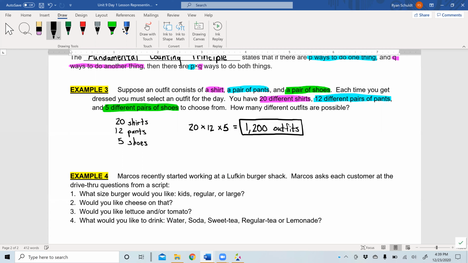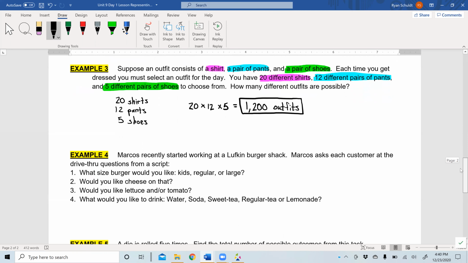Like I said, that's it. That's all there is to it. You just multiply them all together and then boom, you're done. That's what's nice about the fundamental counting principle.